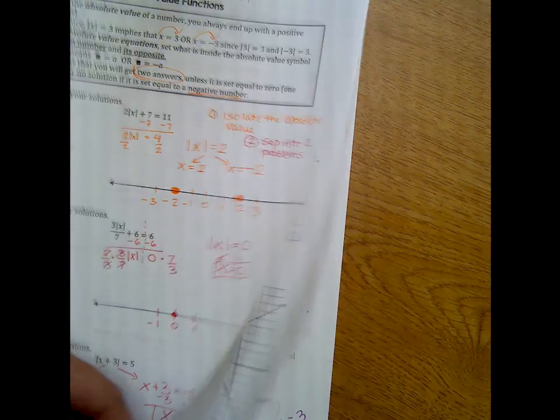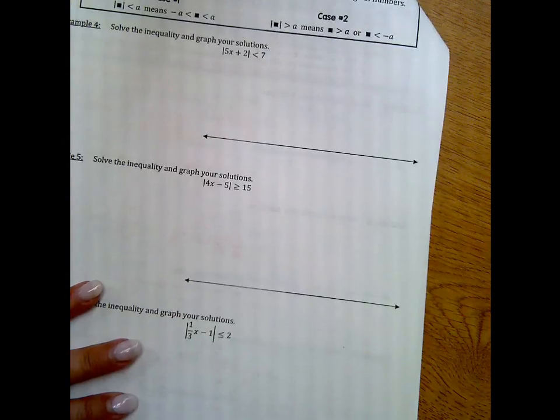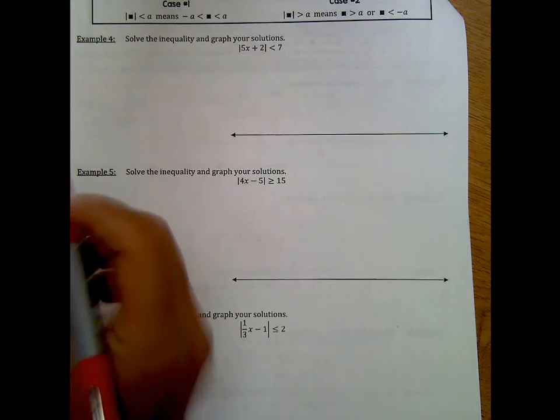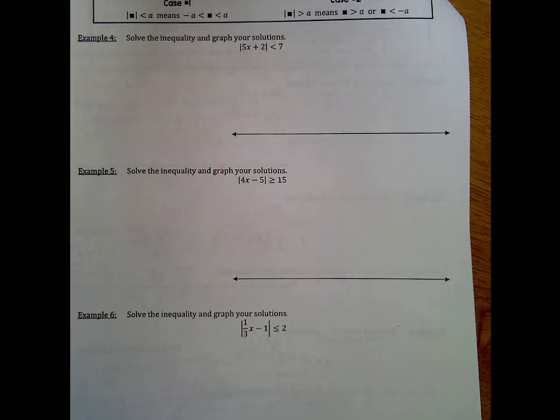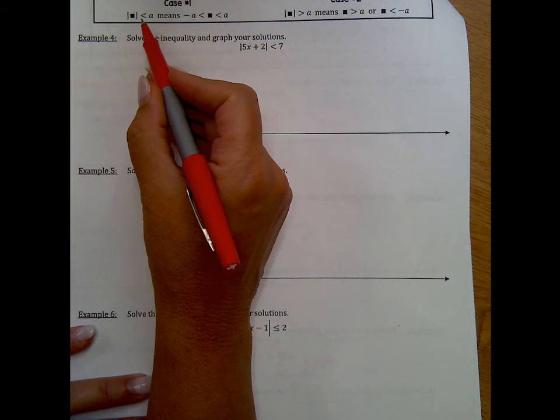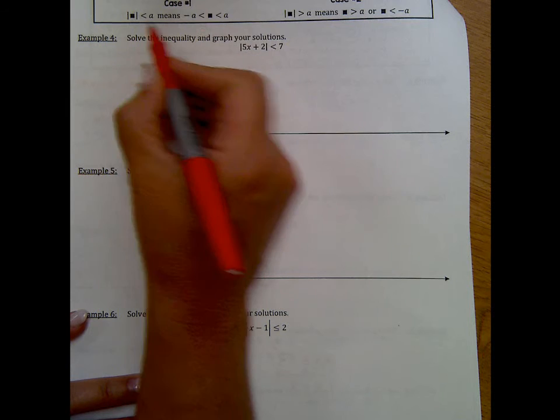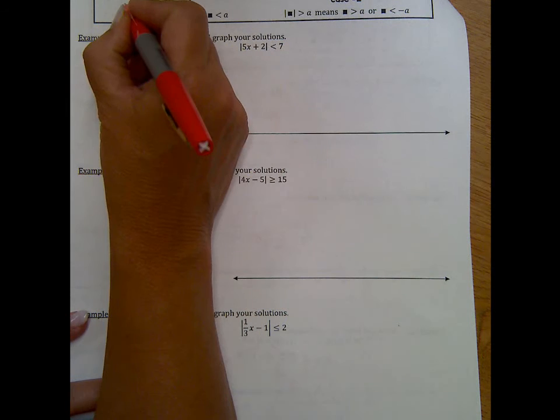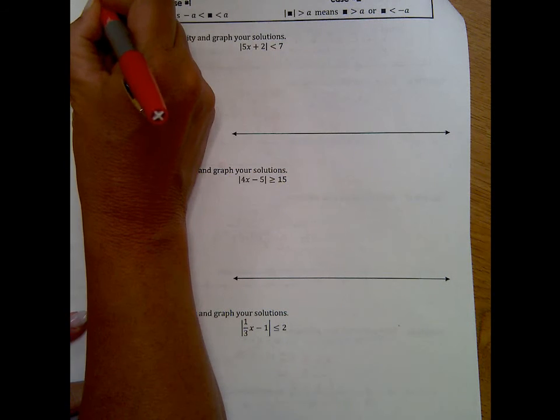Awesome. Moving on. When solving absolute value inequalities, so now we have less than and greater than, you need to understand two possible cases. If the absolute value is less than a, it means this. Remember we used to say in Algebra 1, less than.